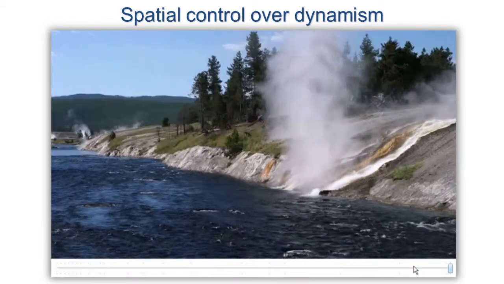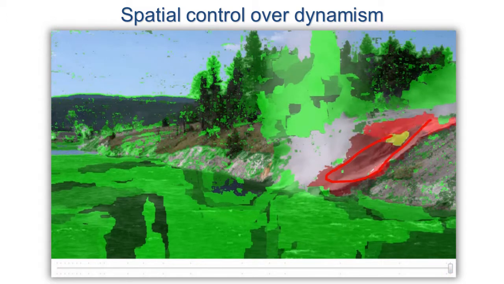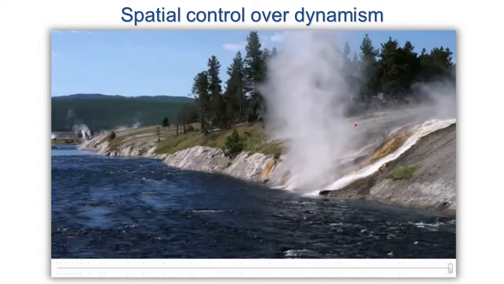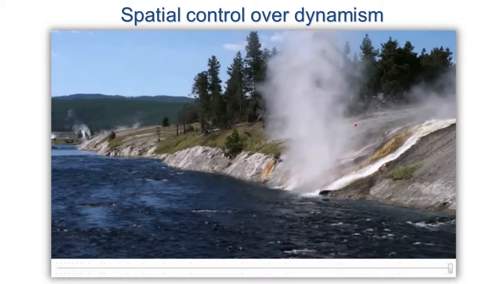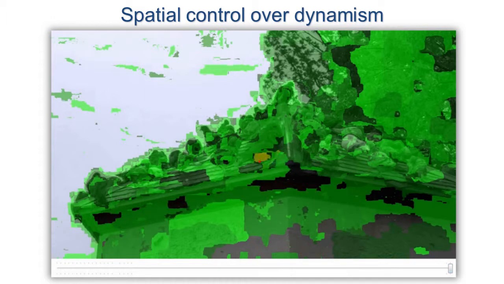In this example, we start with the most dynamic loop and disable animation over the waterfall. A touch interface would be ideal. Similarly, here we freeze the motion of some of the pigeons.